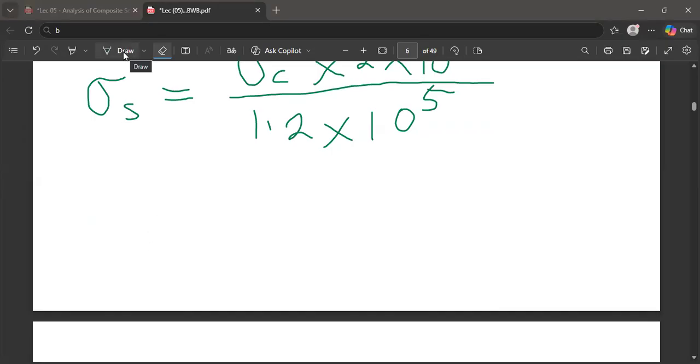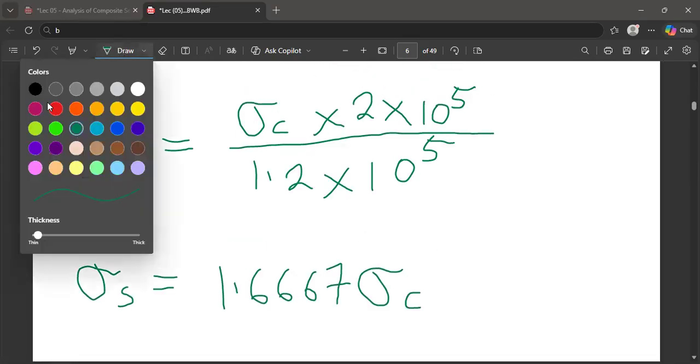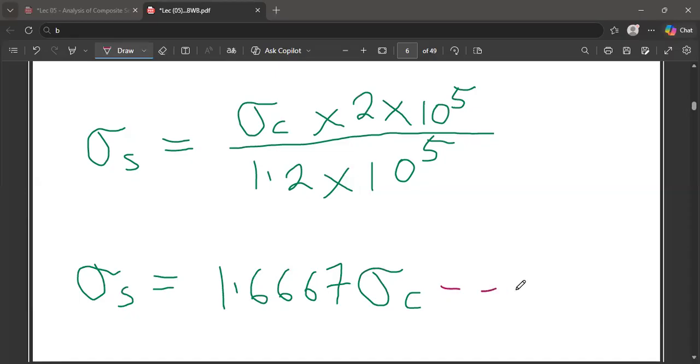Or better still, if you want to be dynamic, we can convert. Don't worry, there is no harm in trying. If you divide, you are going to get, let's leave it in 4 decimal places, 1.6667. Then you bring your stress of copper, which is what we don't know. So you realize that finally this is going to become our equation 5.